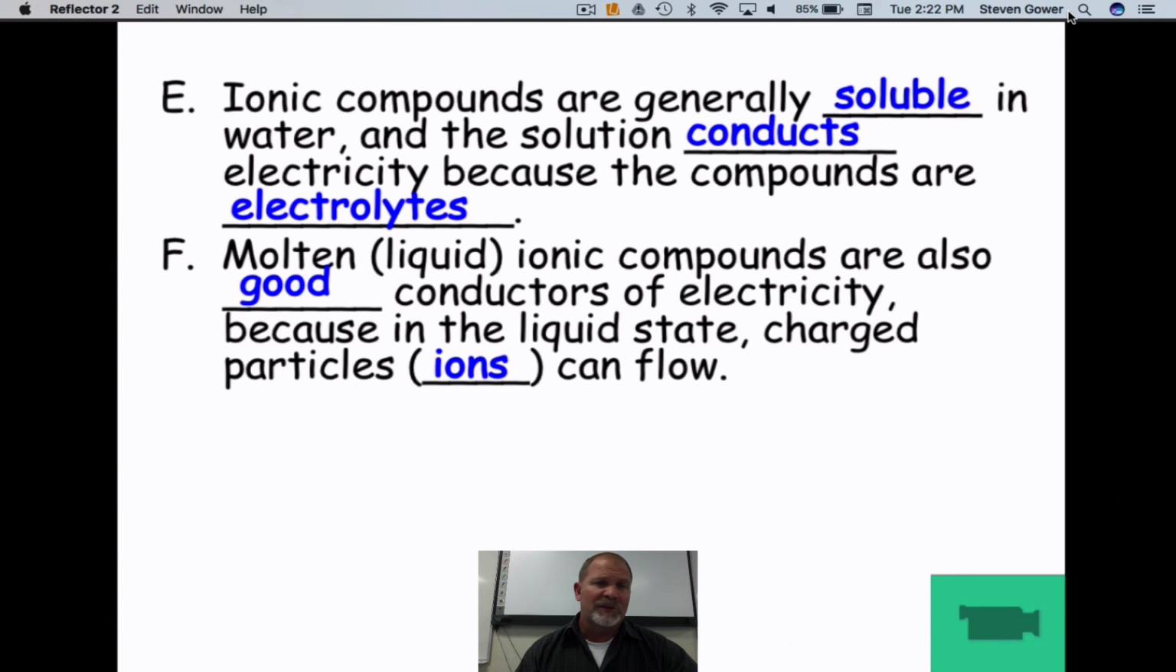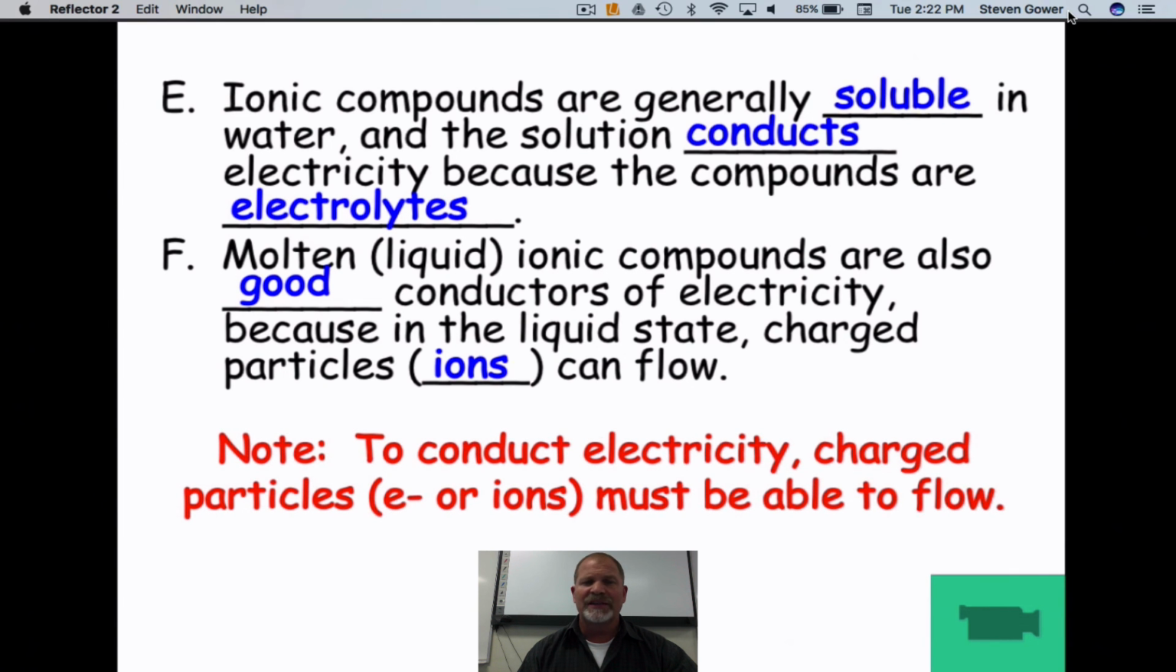The molten state is a liquid state. So if I take salt and I melt it into the liquid state, it also will be able to conduct electricity well because the ions have the ability to flow. And this is a key thing. For something to conduct electricity, charged particles or ions must have the ability to flow or actually move.